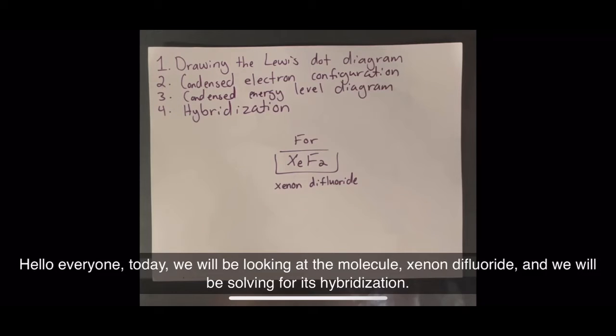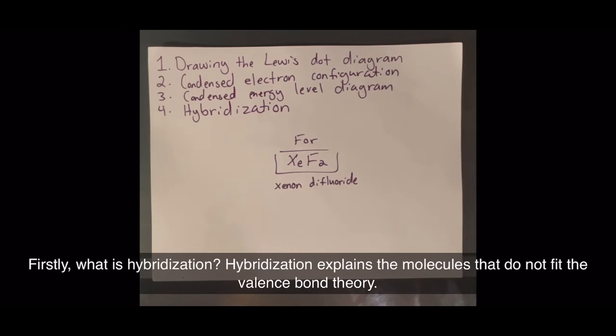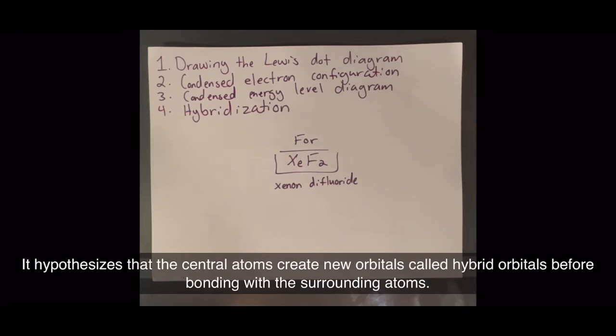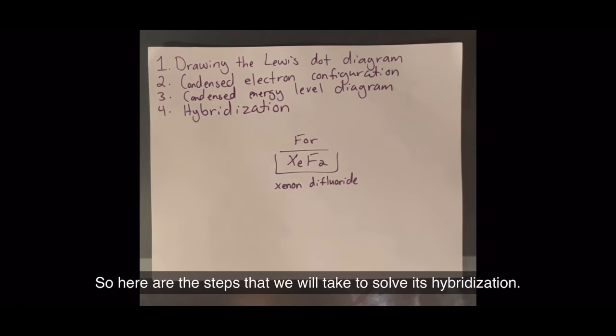Hello everyone, today we'll be looking at the molecule xenon difluoride and we will be solving for its hybridization. Firstly, what is hybridization? Hybridization explains the molecules that do not fit into the valence bond theory. It hypothesizes that the central atoms create new orbitals called hybrid orbitals before bonding with the surrounding atoms.